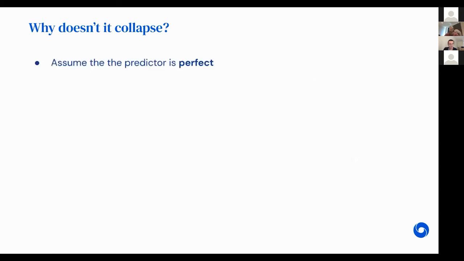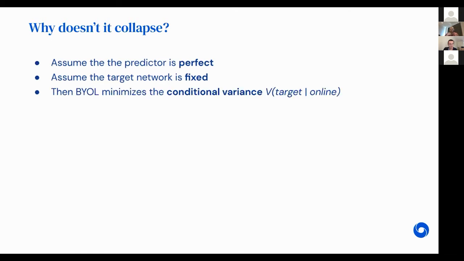So in order to understand why that is, let's first assume that the predictor is perfect. It's just a magical predictor that always does the right thing. And it's minimizing the error in its predictions, and then assume that the target network is fixed. And from the standpoint of the optimization, the target network really is fixed because it has this stop gradient on it. It's straightforward to show that BYOL is minimizing the conditional variance of the target representation given the online representation. That is the fraction of the variance of the target that is not explained by any information in the online network.